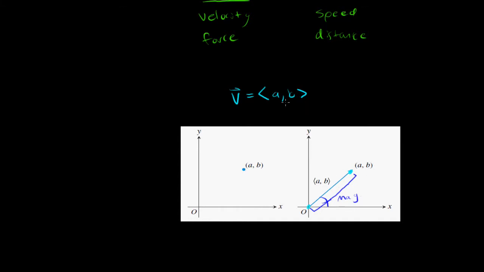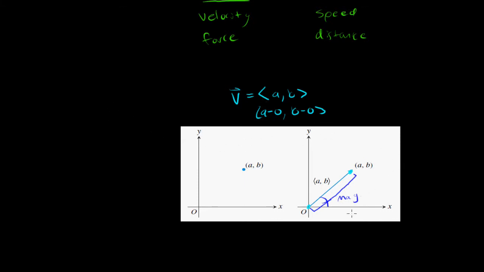So we get A and B here by doing A minus 0, because the origin is 0, 0, comma, B minus 0. And if we were to use an initial point that wasn't the origin, we'd have, for example, 1, 1. We'd have A minus 1, because that's the x coordinate, and then B minus 1, because that's the y coordinate for the initial point. And that's basically how component notation works.